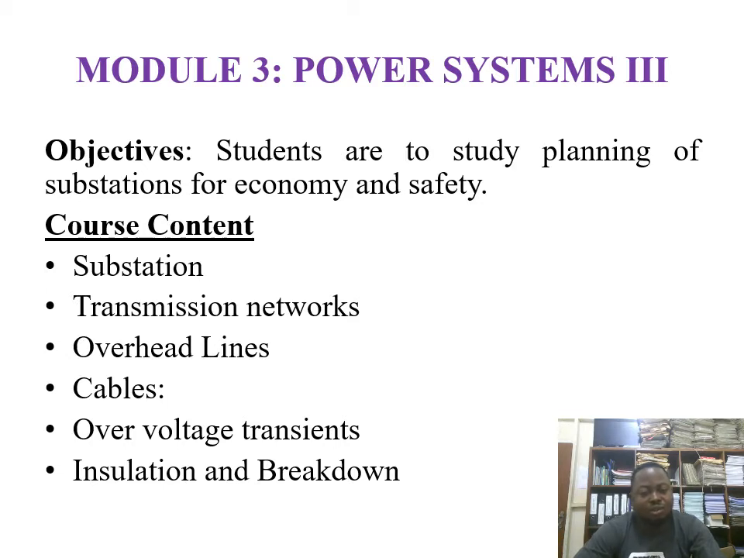We also talk about the transmission network. In the transmission network, we made mention of the overhead lines, the cables, and also some faults that may be associated with the transmission network, typically overvoltage transients. Again, we can't talk about high voltage transmission without talking about insulation and its breakdown. So we talk about the materials that can be used for insulation, the factors that cause an insulator to break down, and how these factors can be minimized.